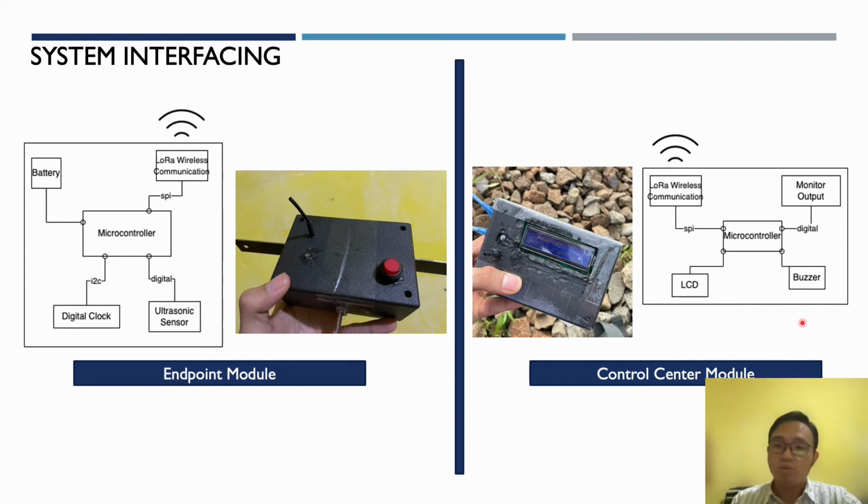And then the second module, the red one, is a module that functions as a receiver in the control center. This module will receive data from all endpoints sent by the modules on the railroad infrastructure. This module consists of a processor and wireless communication module, monitor output, buzzer, and LCD to check the status of the control center module.